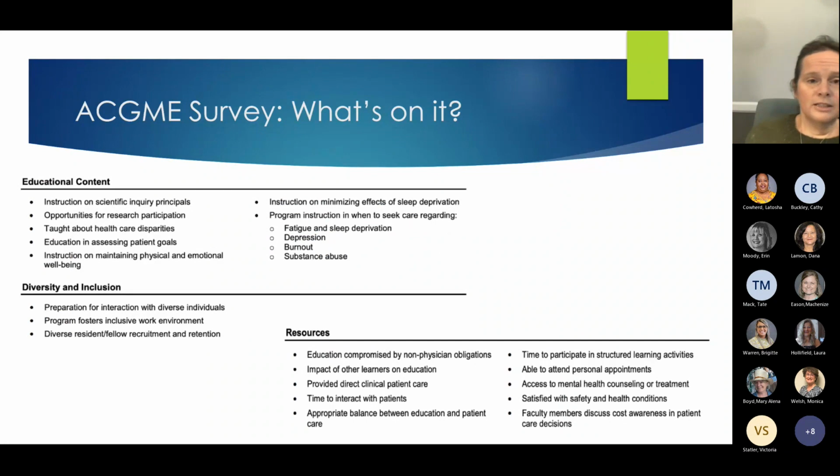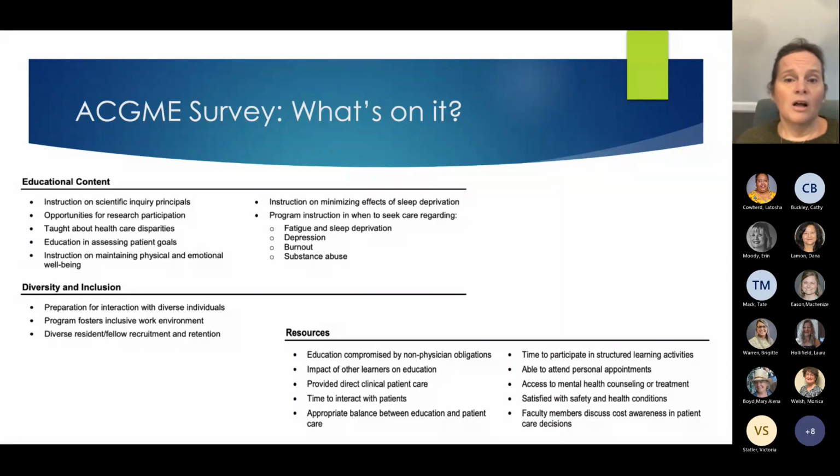And educational content, are they learning? Is there an environment of scientific inquiry? Meaning, do the faculty stimulate them to think? Do they have an opportunity to be part of research? Do they learn about health disparities, their own personal performance dashboard, assessing patient goals, looking at culturally competent care? Do they have instruction on maintaining their own physical and emotional well-being?